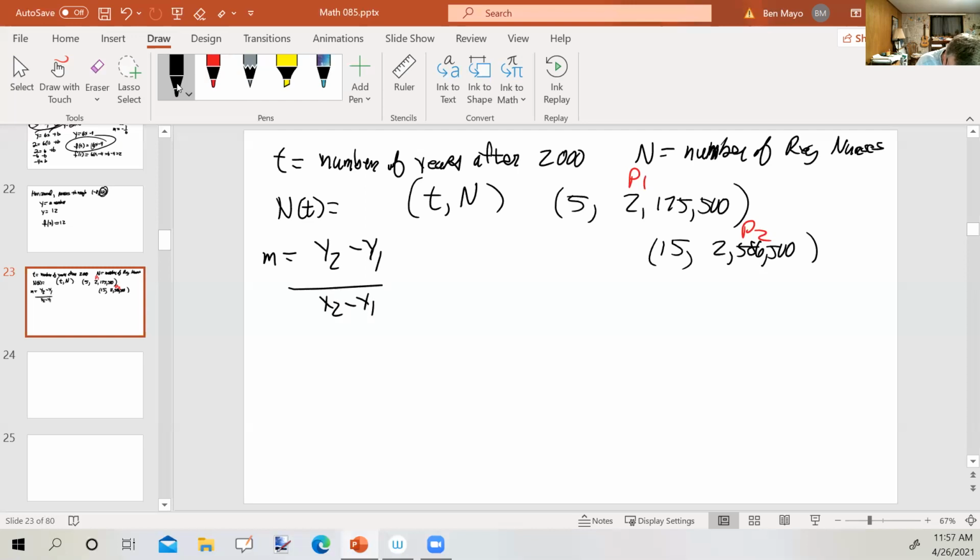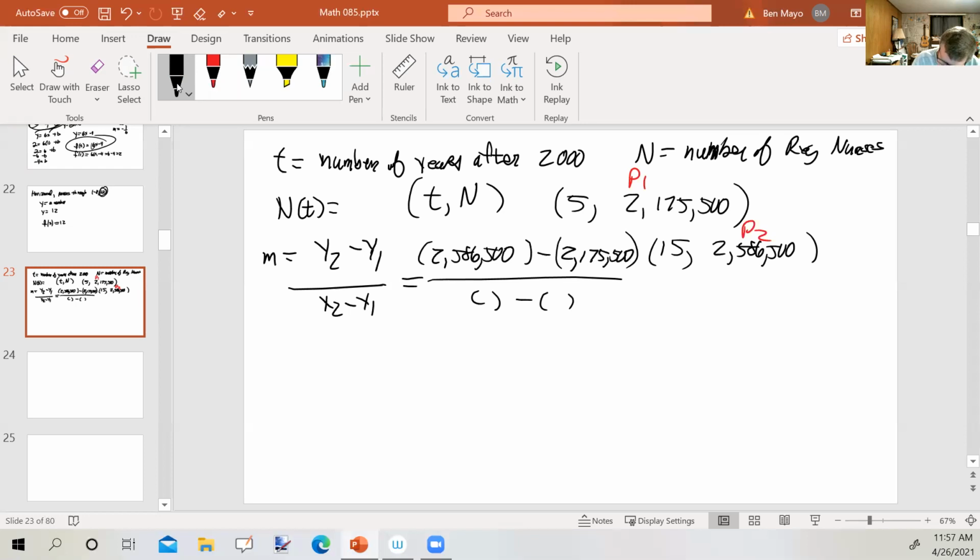Now, technically, we're not using y2 and y1. It would be n sub 2 minus n sub 1 over t sub 2 minus t sub 1. But I'm going to just use the formula in terms of x and y. When we get all done, we'll put in the right variables. So we're going to have that minus that over that minus that. Y sub 2 is 2,586,500. Y sub 1 is 2,175,500. X sub 2 is 15, X sub 1 is 5.